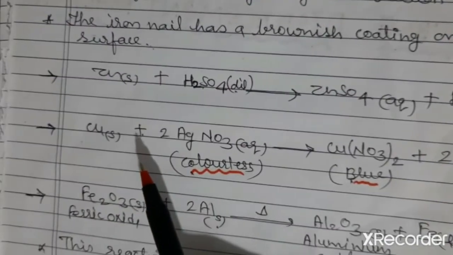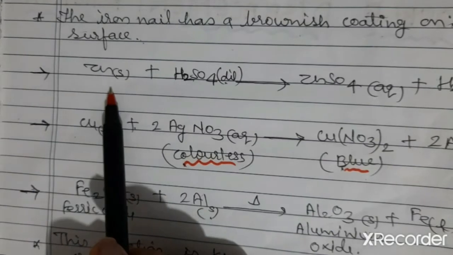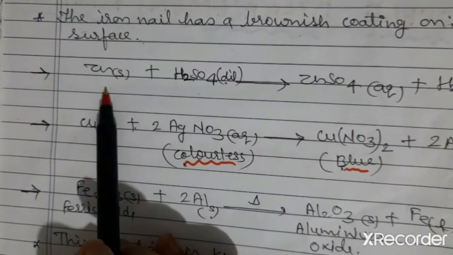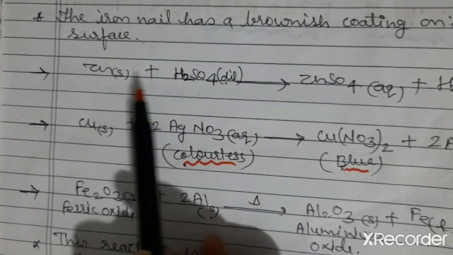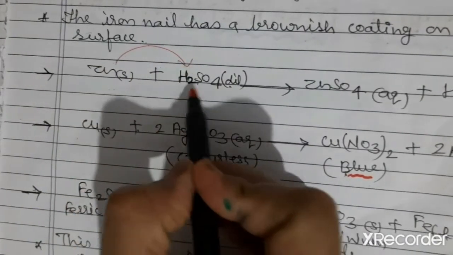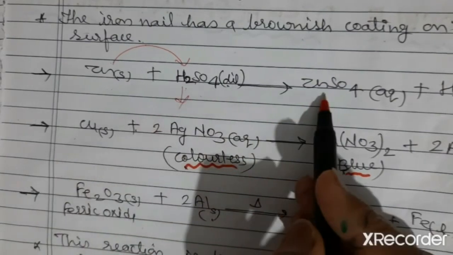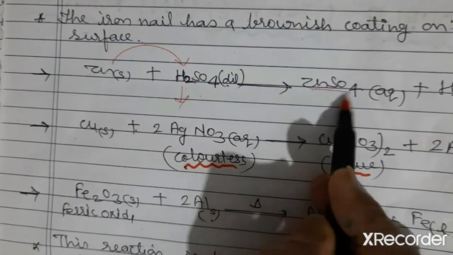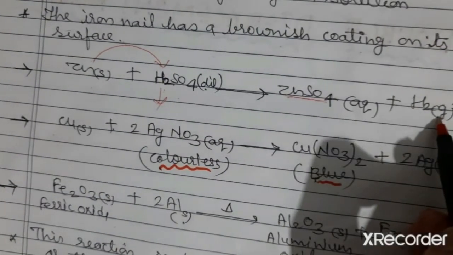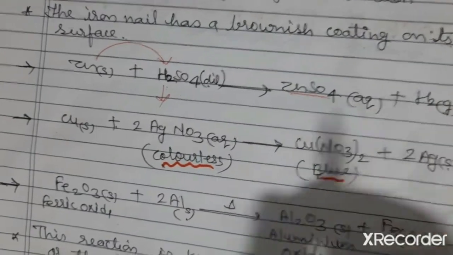Some more examples of displacement reaction, like zinc metal when you put in sulfuric acid. So zinc metal, since more reactive than hydrogen, it displaces hydrogen from here. It is displacing. Now hydrogen is free. So this zinc is taking the place of hydrogen and forming a solution of zinc sulfate, aqueous solution of zinc sulfate. And hydrogen is free. It liberates in the form of gas.